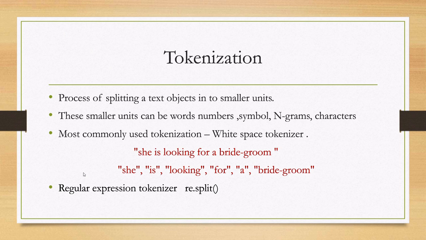Let us discuss the process of tokenization. It is the process of splitting a text object into smaller units which are known as tokens. These smaller units can be words, numbers, symbols, or n-gram characters. The most commonly used tokenizer is the whitespace tokenizer. In this, text is converted into words by splitting on whitespace. Like the following sentence is converted into n tokens, and bridegroom is not split further because there was a hyphen between them, not a white space.